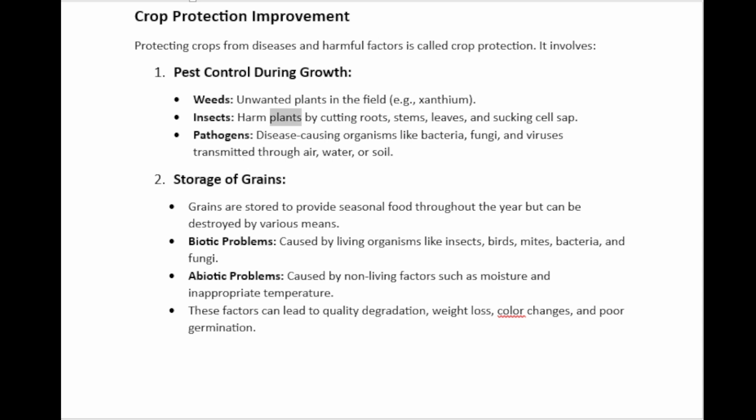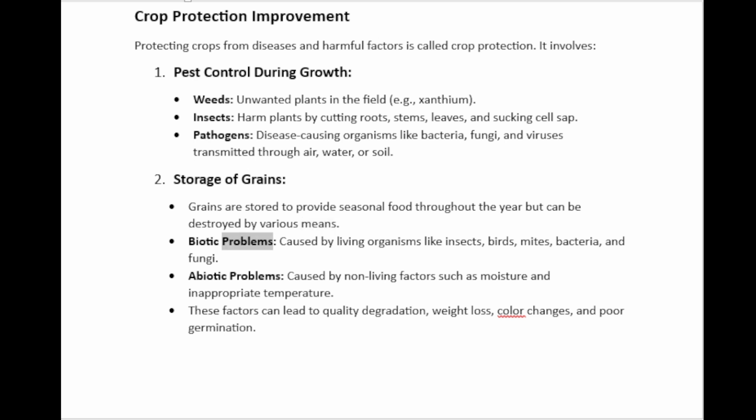Insects harm plants by cutting roots, stems, leaves, and sucking cell sap. Pathogens, disease-causing organisms like bacteria, fungi, and viruses, are transmitted through air, water, or soil. Storage of grains. Grains are stored to provide seasonal food throughout the year but can be destroyed by various means.